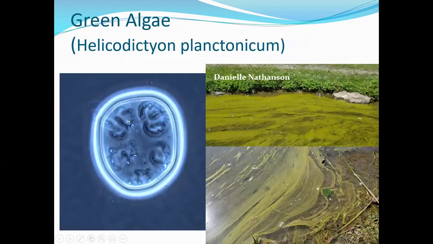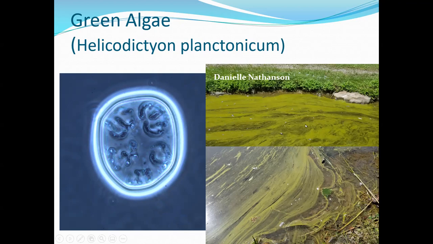This is a fun one, Helicodictyon. It's something I've only seen in the Southeast. It's like a jelly ball. It's like a gumdrop with the algae around the periphery of it. And the individual cells are kind of cylindrical, lunate, kind of not. And it forms these light, kind of stringy, kind of olive green growths on the water.